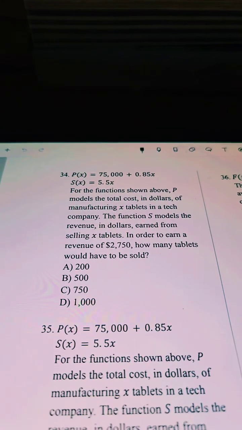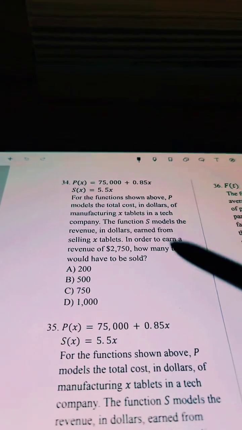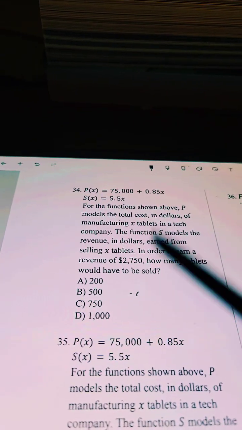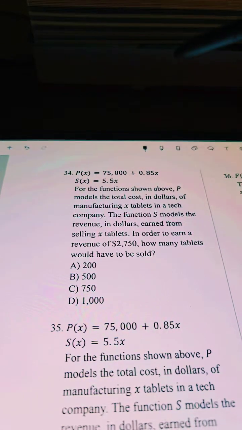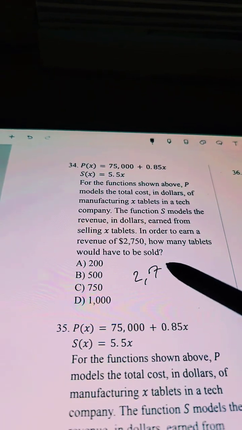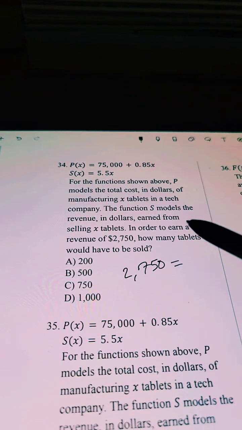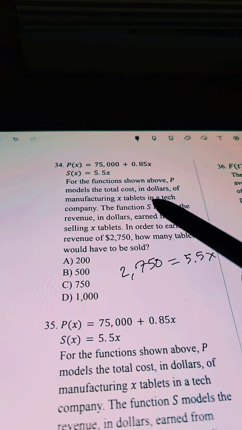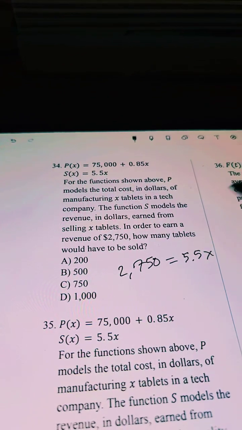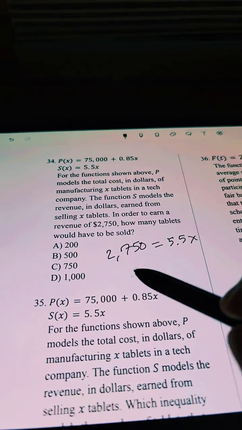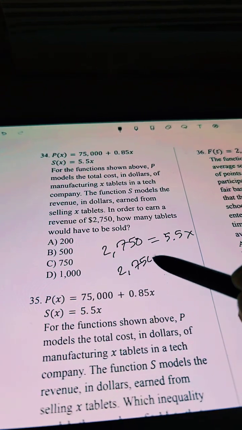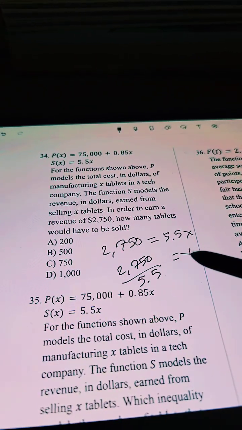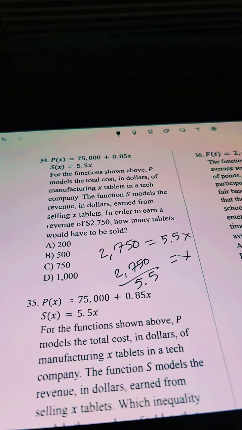So revenue is the S one. So the S of x part is going to be replaced by the 2,750. And then I have that that's equal to 5.5x. Remember, x is the number of tablets, which is what we're trying to find. So I just have to divide by 5.5 to get what x is. You have a calculator on this, so I'm just going to go ahead and use my calculator.